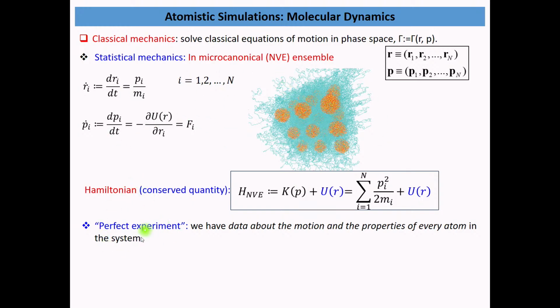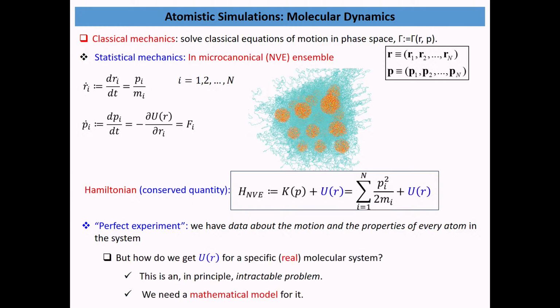And this technique, which is called molecular dynamics at the atomic level, was quite often, at least initially, claimed to be the perfect experiment. It's perfect in the sense that we have information about the motion and the properties of every atom in the system. But this is not true, because here there is an assumption: that we are able to get a very good U of R. U of R is the potential energy, so it's the interaction between these atoms.